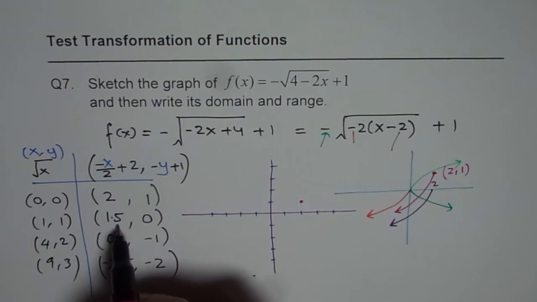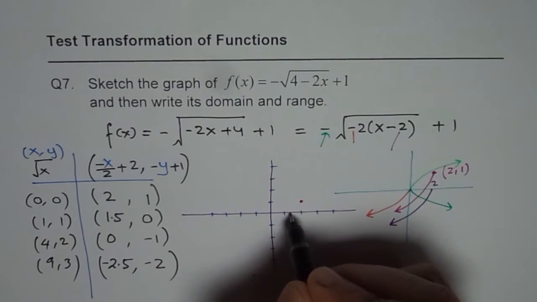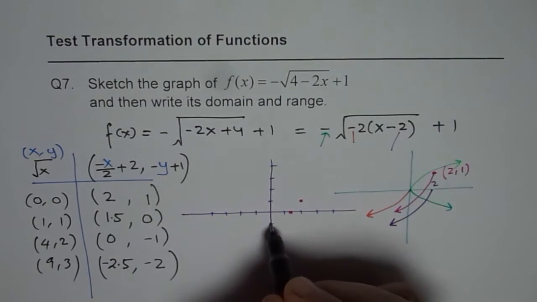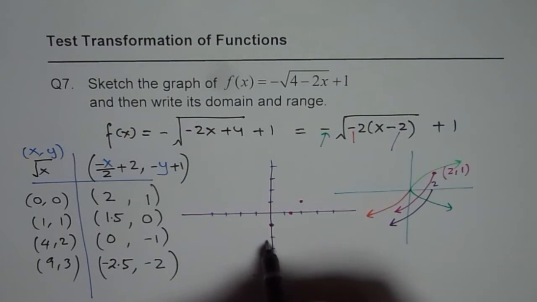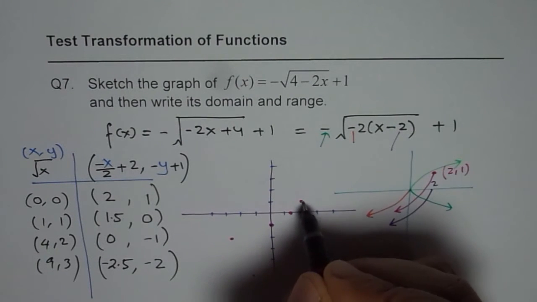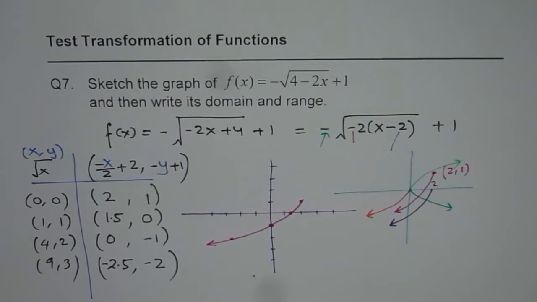Then 1.5, 0. So the x value is 1.5, and then we get 0. Then 0 and minus 1, that's another point. And minus 2.5 and minus 2. So this one is at minus 2.5 and minus 2. When you join these points, you get your graph, correct?